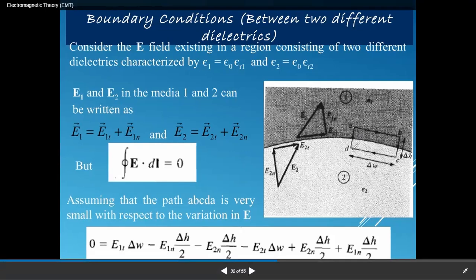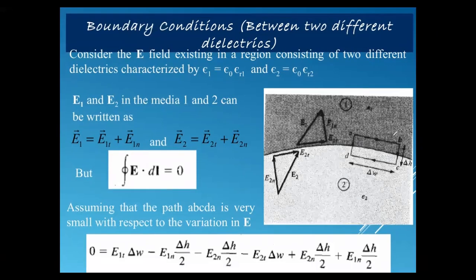Here, this is the one block placed like this, and we have to find the electric field. Electric field E1 will have two components: one the tangential component, and another the normal component. I hope you understand these two terms, tangential and normal. Similarly, E2 will have a tangential component and a normal component.